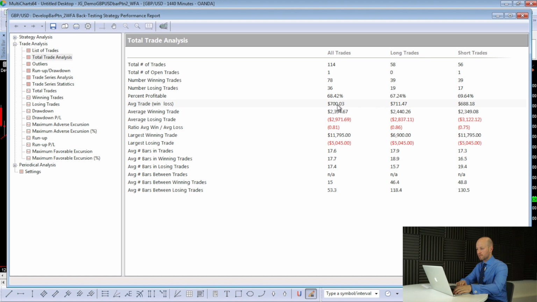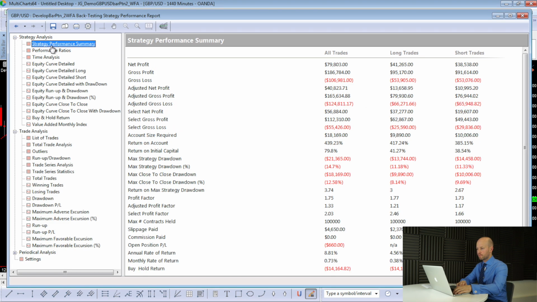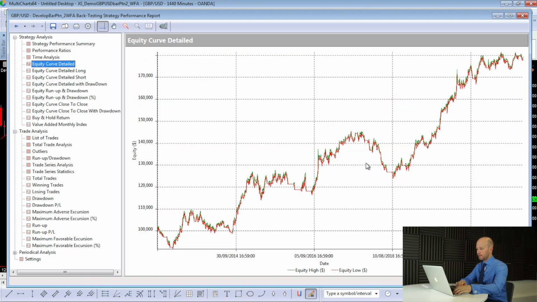Now, looking at the walk forward analysis results with the same date range, 114 trades, we've got a slightly smaller average trade. We've got less net profit, and our equity curve is pretty similar, isn't it? So that's quite a nice thing to see. However, when you're doing a walk forward optimization or walk forward analysis, you're adjusting the inputs or the variables for each set of data as we move along.